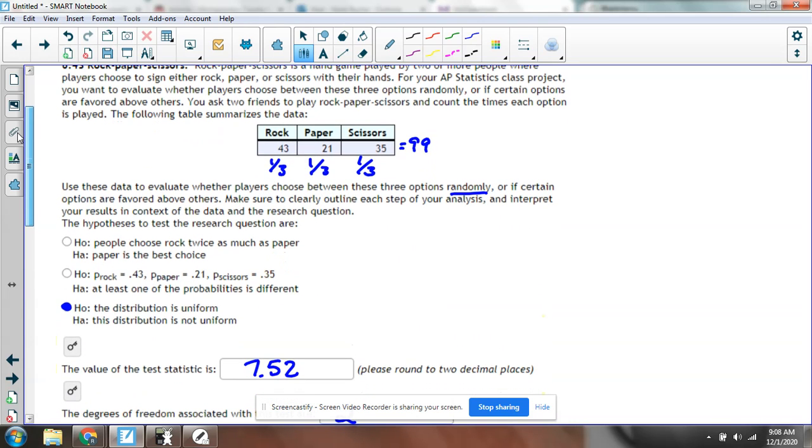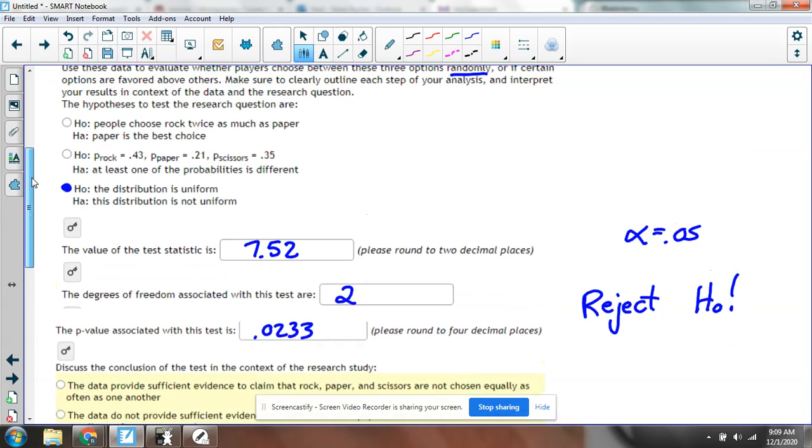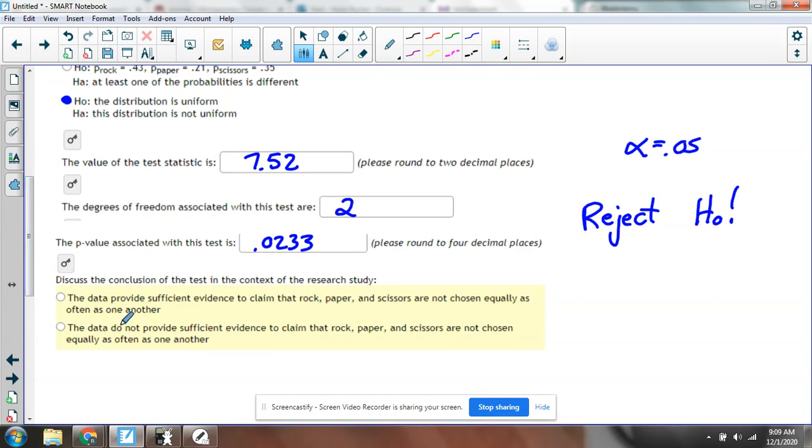If it's not given, which I don't think it is, we assume alpha is 0.05. Our p-value is lower than alpha, so we reject H0. So we want to accept the alternative. So the distribution is not uniform. So the data provides sufficient evidence to claim that rock, paper, and scissors are not chosen equally as often as one another. That's what we just proved. They're chosen at some different probability.